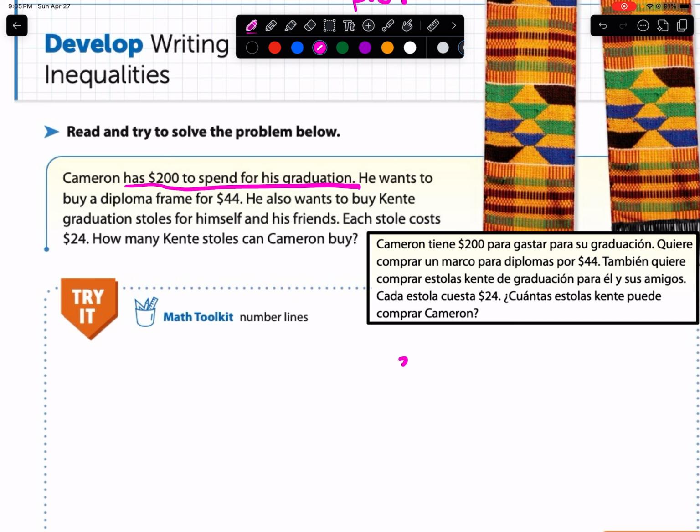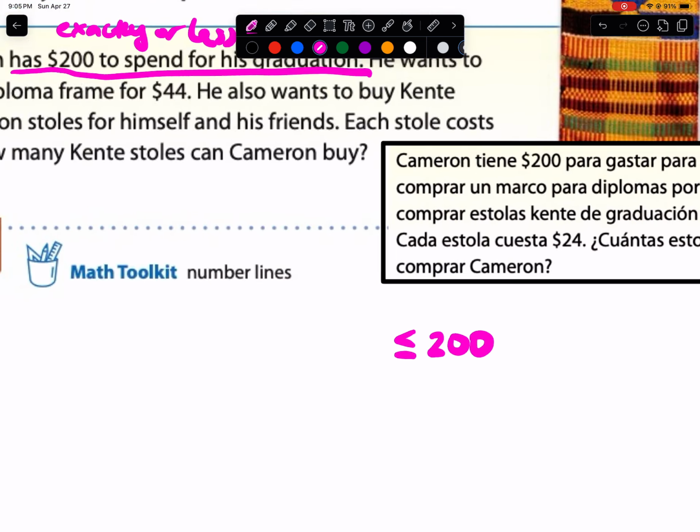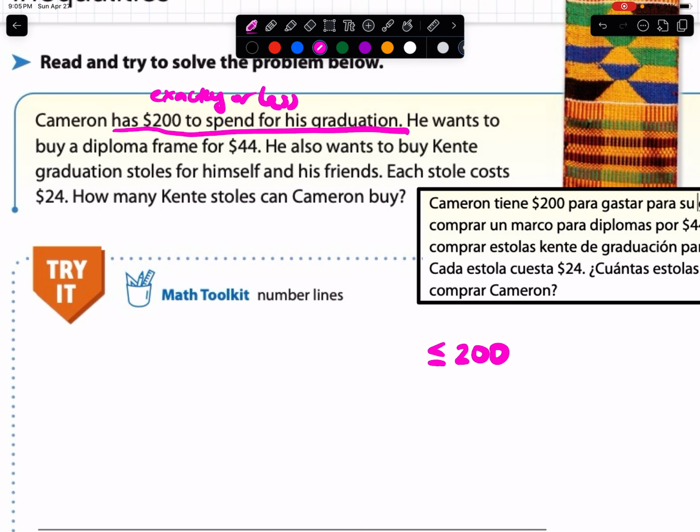Okay, so he has $200, and you could already see that he could spend less. He could spend exactly 200 or less than 200. So less than or equal to. So he can spend 200.